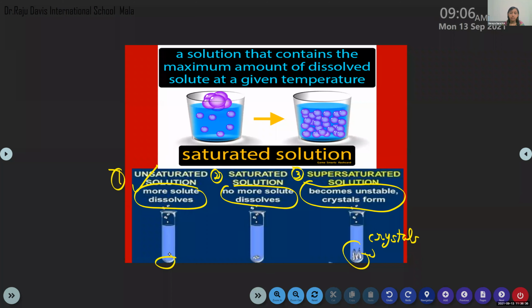So super saturated becomes an unstable crystal form. The same thing is only given in another form: maximum amount of dissolved salt at a given temperature.